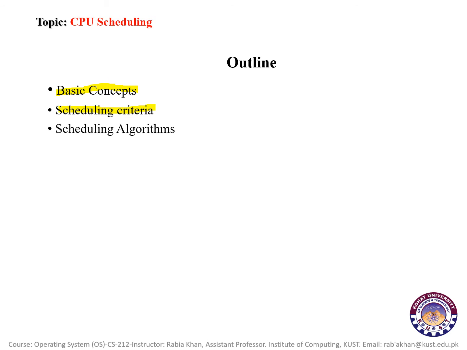Among the 5 criteria that we discussed, 2 of them, which were the CPU utilization and throughput, should be maximum, while the rest of the 3, which are the turnaround time, the wait time and the response time, should be minimized. So these were the topics that we had discussed in the previous lecture.